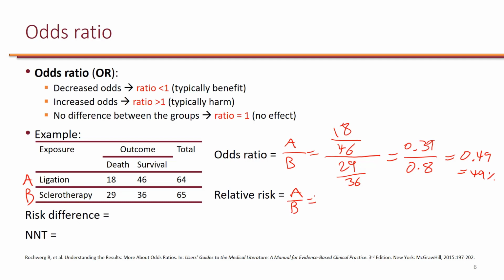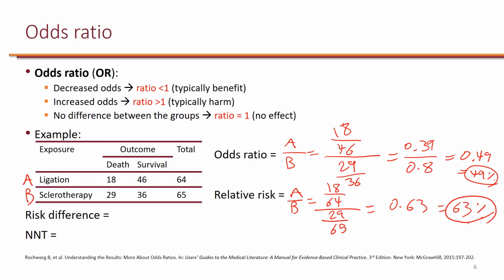So in Group A, the risk of death would be 18 out of 64 people, and in Group B, it would be 29 out of 65 people, which would give us 0.63 or 63%. So you see, you get different numbers whether you calculate relative risk or odds ratio.